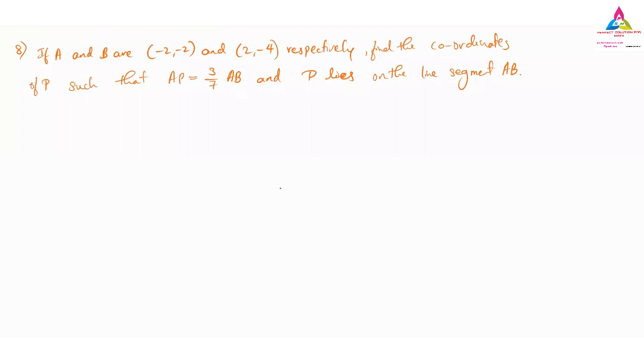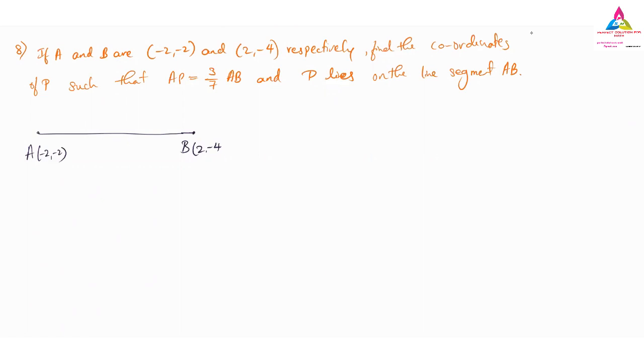Okay, when the question is like this, it is clear. There are 2 points A and B. A and B are minus 2, minus 2 and 2, minus 4 respectively. Find the coordinate of P such that AP is equal to 3 by 7 of AB, and P lies on the line segment AB. So we can draw one line over here, that is the AB line, and the coordinates are already given: minus 2 and minus 2, and 2 and minus 4. That is the first half.